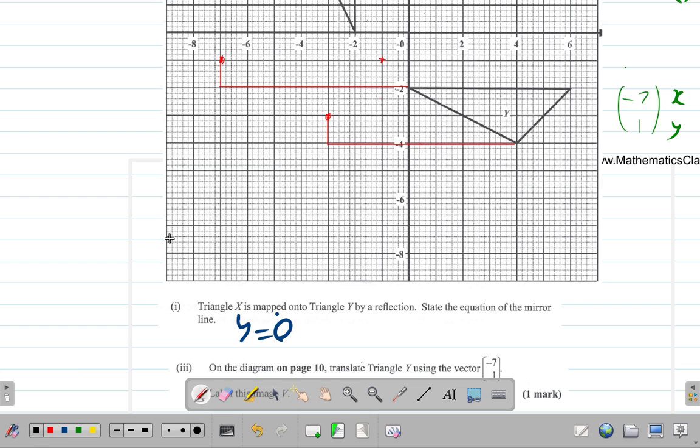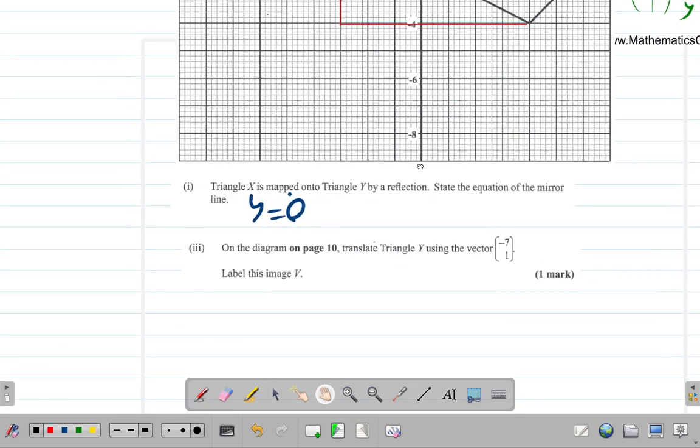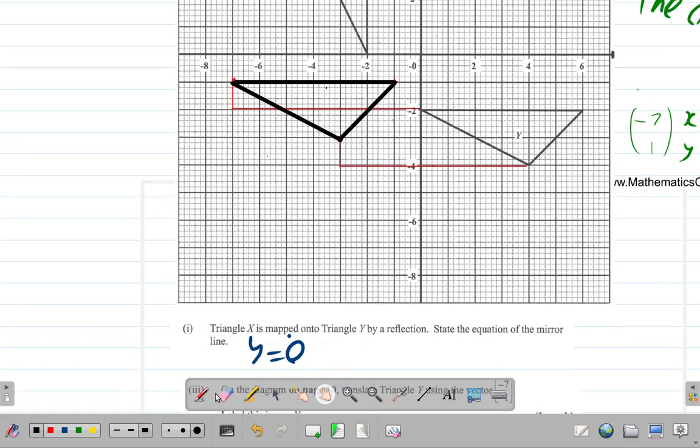So, which part is the new triangle? Let me draw. From this point to this point, you go so, and so. So that is the new triangle. They said to label it V. So that is triangle V. You see that? Make sure you understand it.